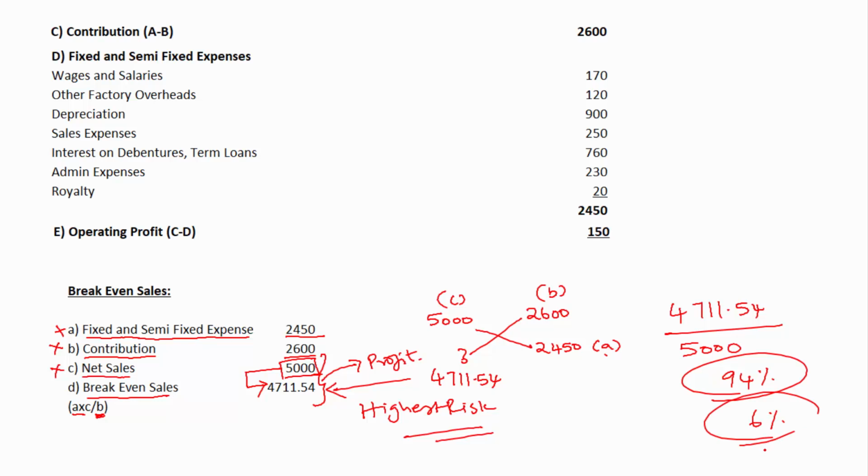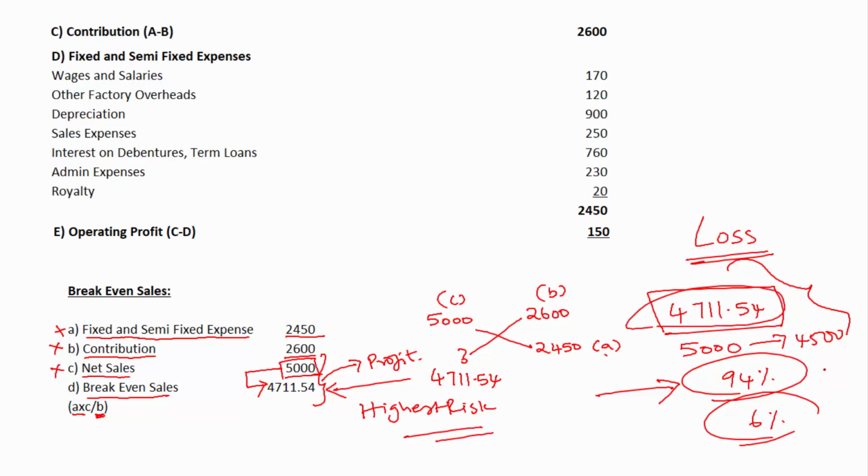Just imagine there is going to be a small drop in sales. Let's say sales drop by 5% or 10%. Then this business will start reporting loss. Why? Because they have to make a sales of 4,711 to break even, to cover all their cost. And if the sales is going to drop by 10%, if 5,000 is going to get reduced to 4,500, then it's a clear case of loss, right? Because they need a minimum of 4,711.54. It means clearly they have to report a loss of 211.54 lakhs. Okay, so that's the importance of break-even sales.